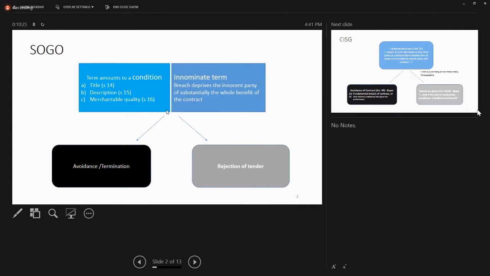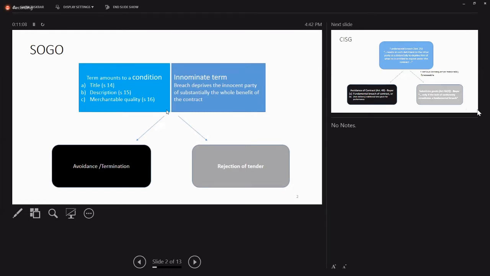So it's based on classification of terms. And then there's also the innominate term, where the question whether you have a right to terminate the agreement depends on the consequence, and more particularly, there must be serious consequences before you are entitled to terminate the contract. Now, because of the history of the common law, many of the terms have already been classified by case law, by precedent, into conditions or warranties, and some into innominate terms. So there is a huge reservoir of knowledge which the parties can draw upon when they draft their agreements.